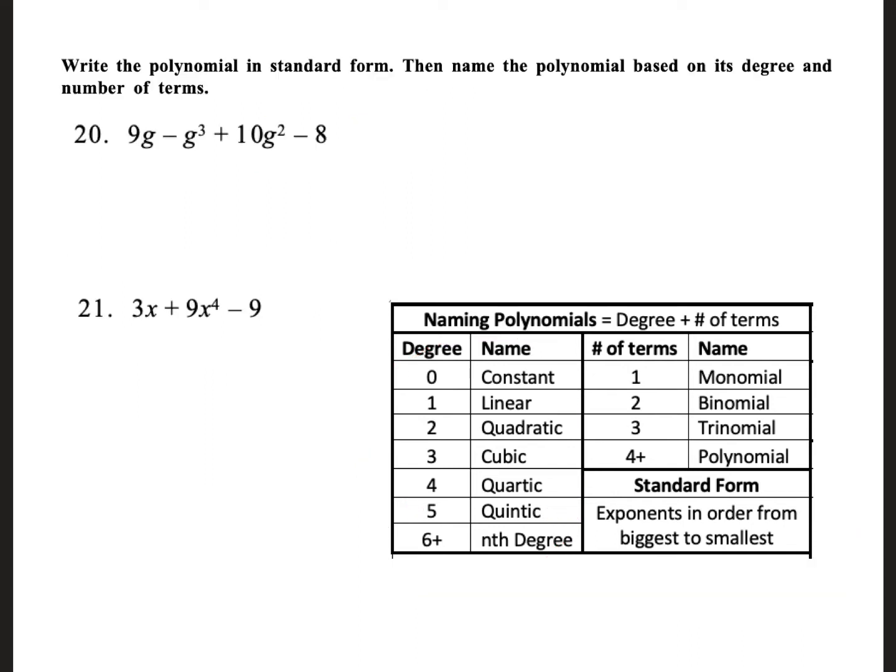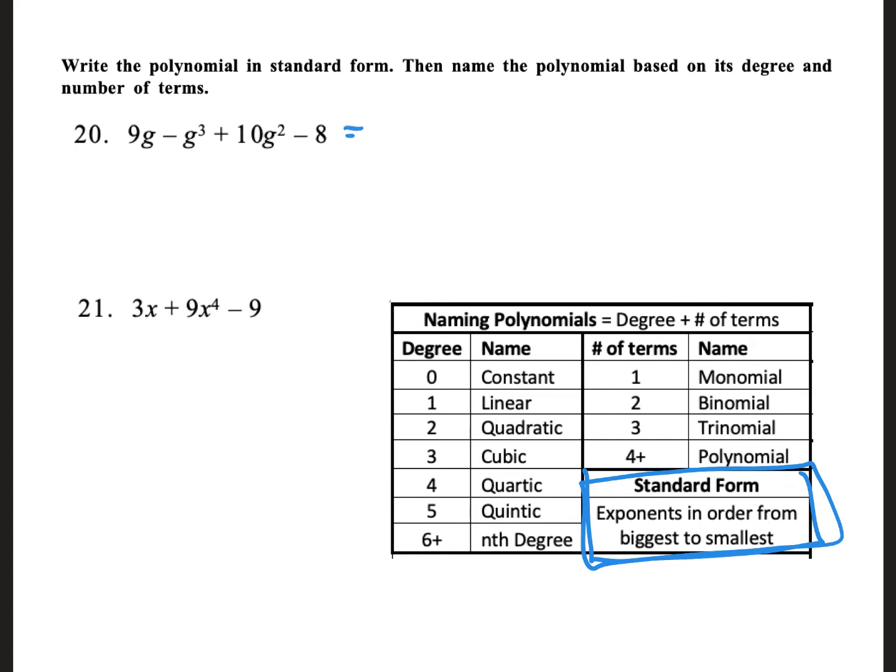Let's look at our next two. We have 20 and 21. We're writing the polynomial in standard form. Then we're naming our polynomial based on its degree and the number of terms. One thing to note, standard form, that's your exponents in order from biggest to smallest. So you're going to rearrange your polynomial.